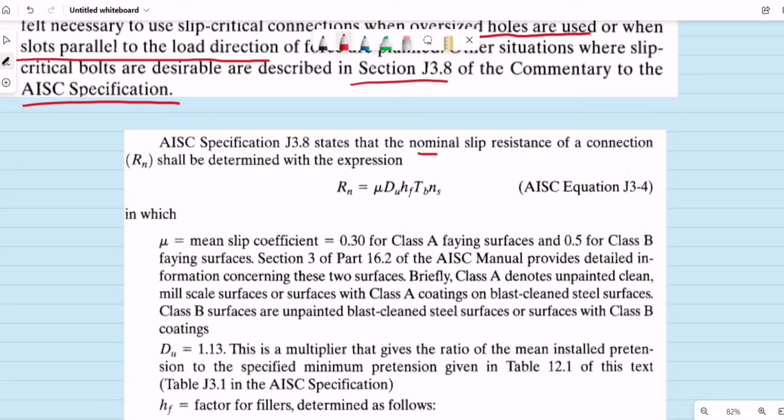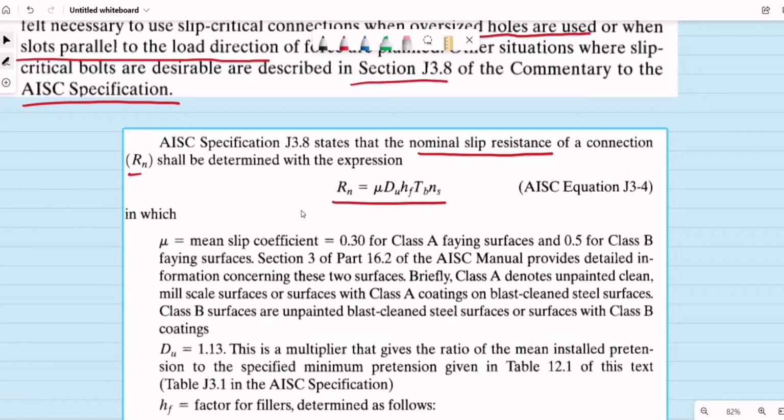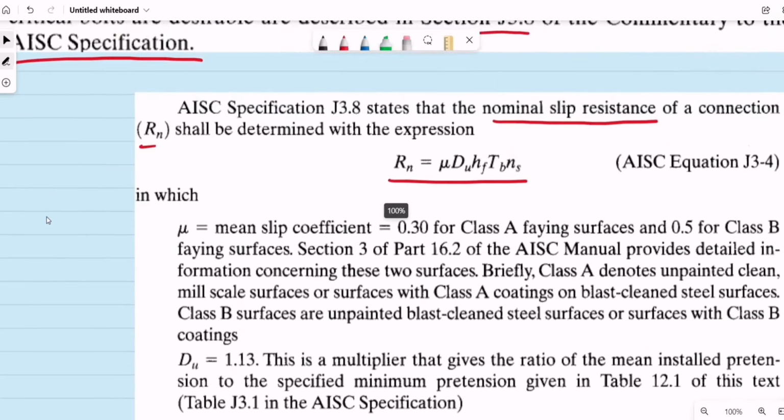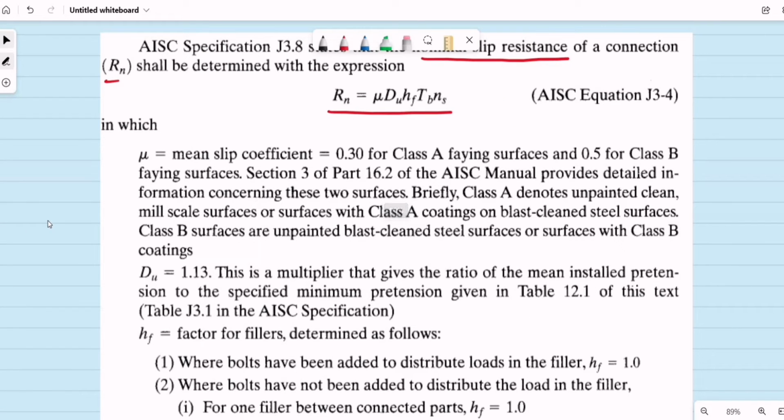For the AISC specification, the nominal slip resistance of a connection, R sub n, shall be determined with this expression: R sub n is equal to mu times D sub u times H sub f times T sub b times N sub s. In which mu is the mean slip coefficient. Basically, this is the same as the friction factor or coefficient of friction, from our table, that is 0.3 for Class A and 0.5 for Class B faying surfaces.